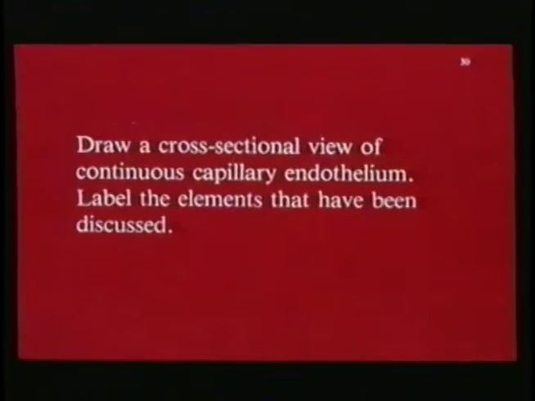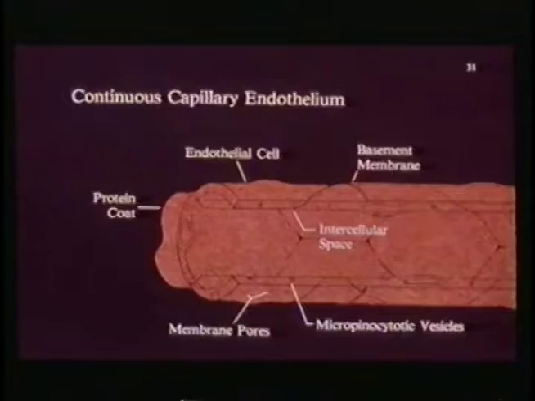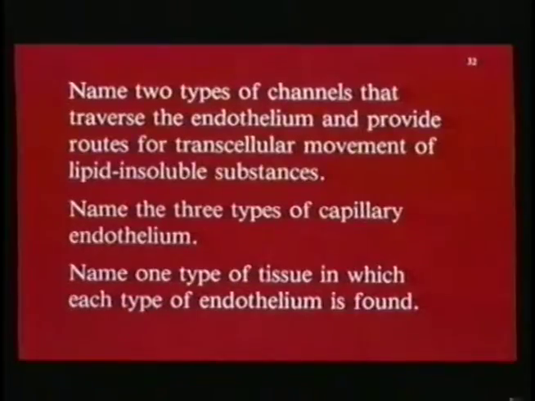30. Sketch and label a cross-sectional view of continuous capillary endothelium. 31. Your sketch should include endothelial cells, the protein coat and basement membrane, intercellular spaces, vesicles, and endothelial membrane pores. 32. Name the two types of channels that traverse the endothelium and provide possible routes for transcellular movement of lipid-insoluble substances. Name the three types of capillary endothelium, and name one type of tissue in which each type of endothelium is found.